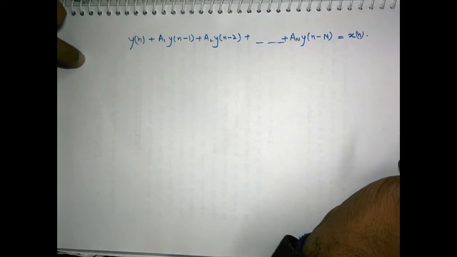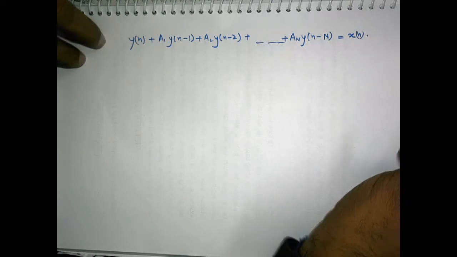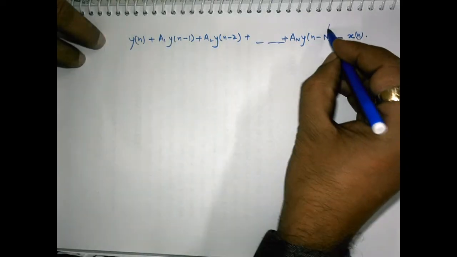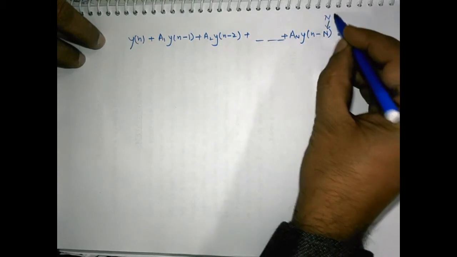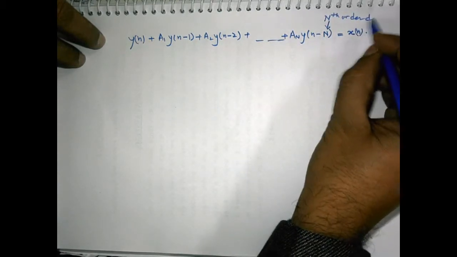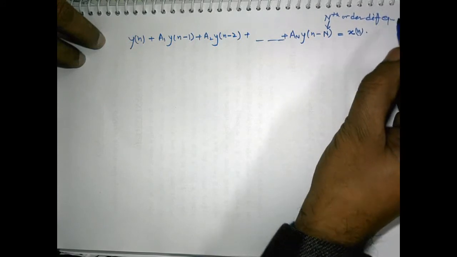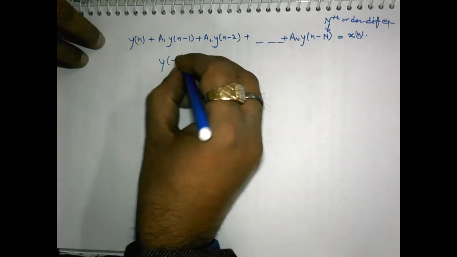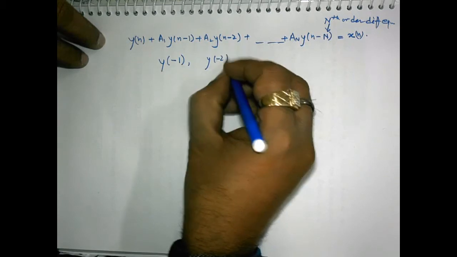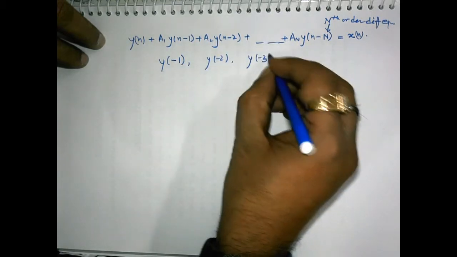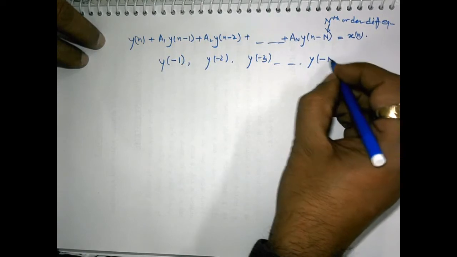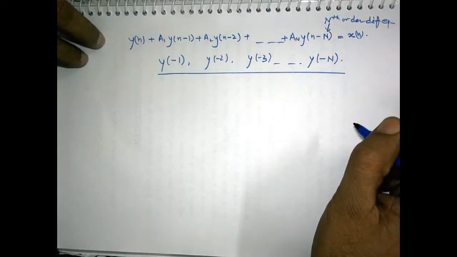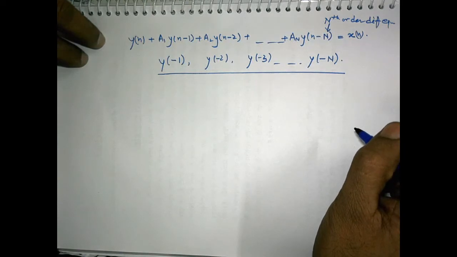Now the solution of this difference equation, as I have discussed, is subject to the given initial conditions. Since this is an nth order difference equation, naturally it will have n initial conditions in the form of y minus 1, y minus 2, y minus 3, going this way up to y minus n. They all contribute to the overall response of the system.